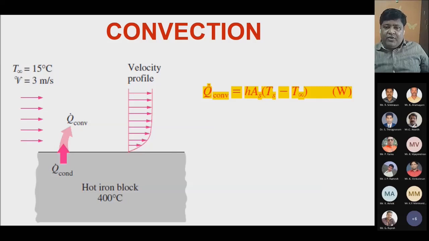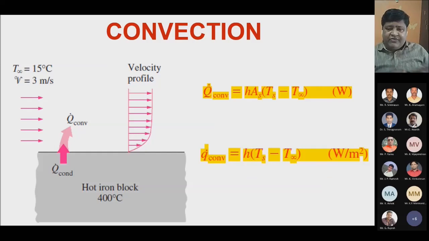So here you have the formula Q is equal to h A into Ts minus T infinity, where the area is the plan view of that hot iron block, the surface on which the fluid is in contact and absorbs the heat energy. And if you want to find the heat flux, you can see the unit is watt per meter square, heat absorbed per unit surface area.